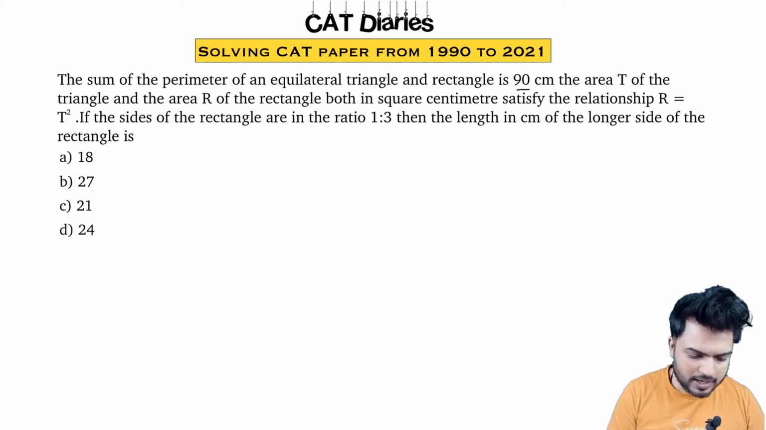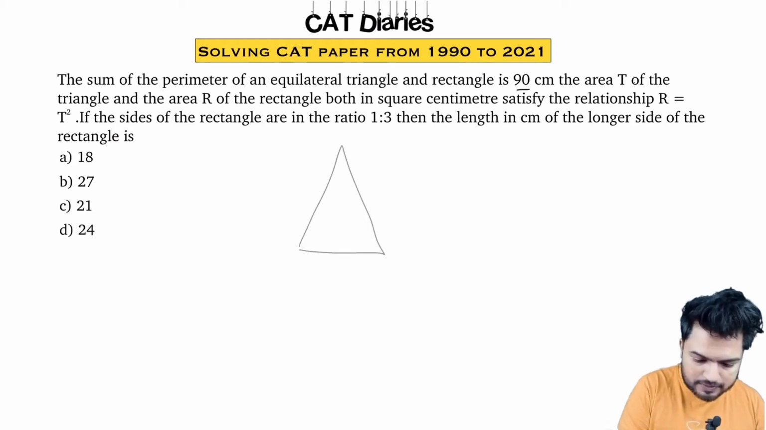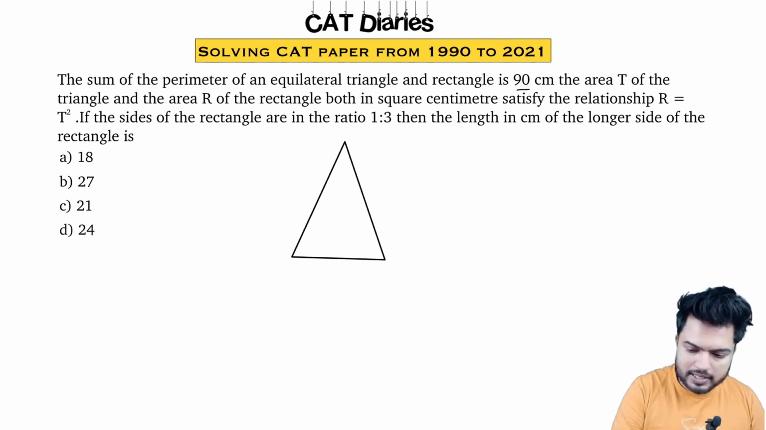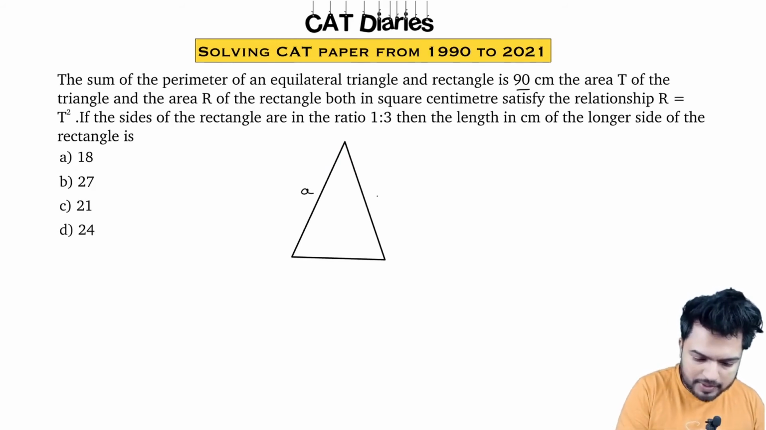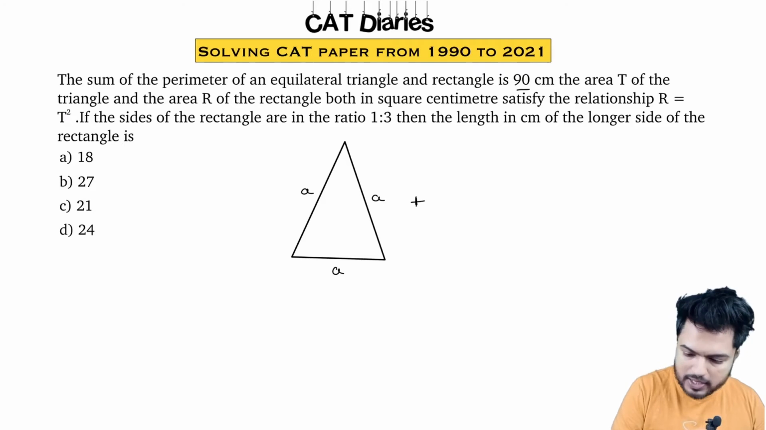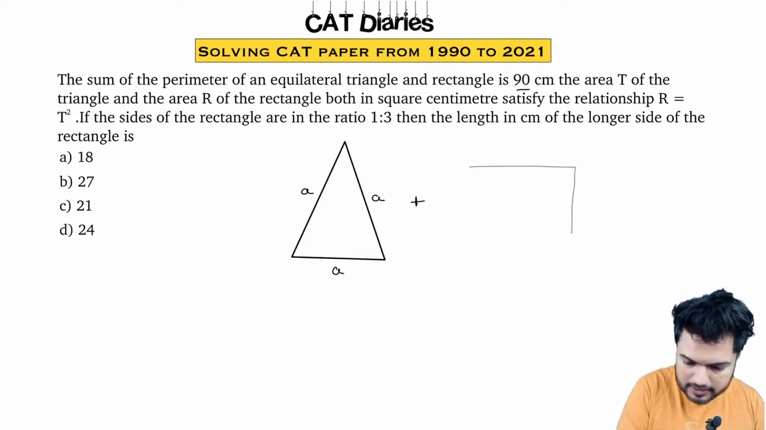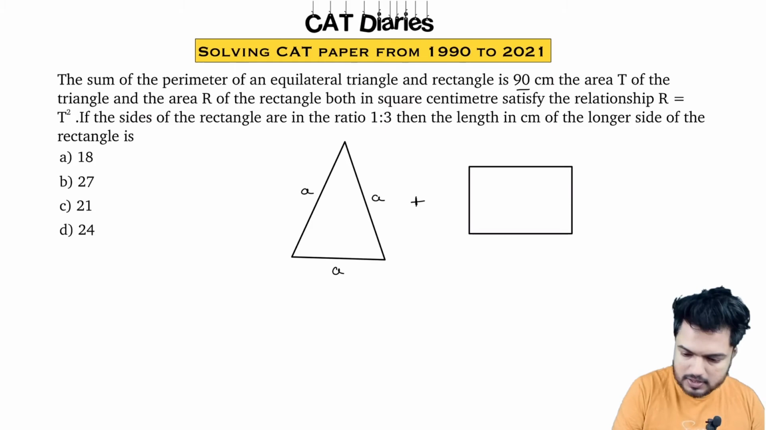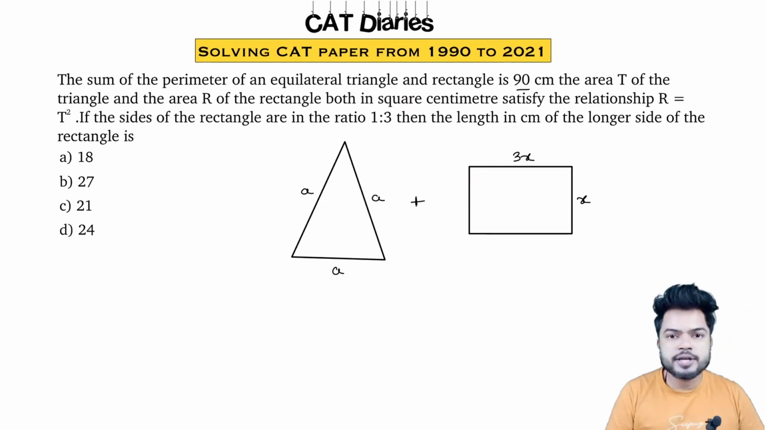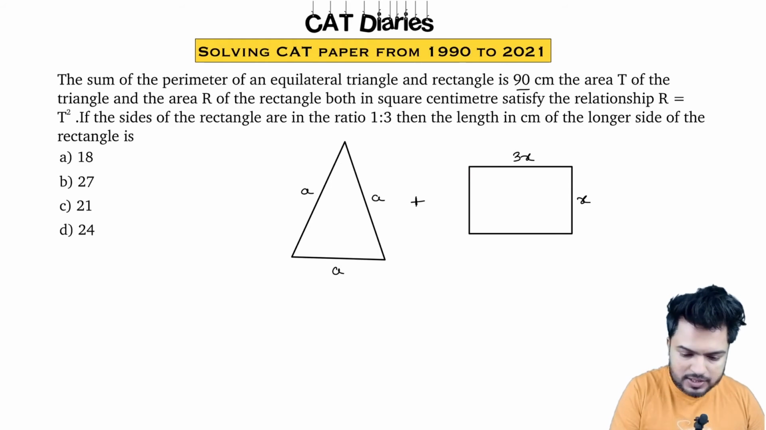First, I'll make an equilateral triangle here, like this. Let one side of the equilateral triangle be a, so all three sides would be a. The sum of the perimeter of an equilateral triangle plus a rectangle, so let's make a rectangle here. Let one of the sides of the rectangle be x, so the other side will become 3x, because the ratio of their sides is 1:3. If one of the sides is x, the other side would automatically become 3x.